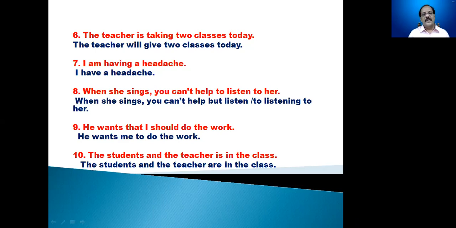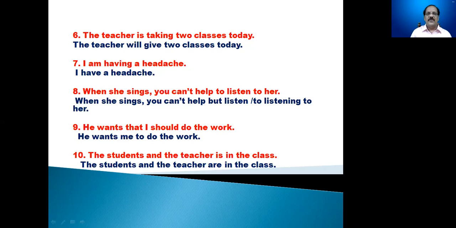The students and the teacher is in the class. So the students and the teacher, this is about agreement between subject and verb. That means if the subject is singular, the verb must be singular. If the subject is plural, the verb must be plural. So look at the sentence: the students and the teacher is in the class.